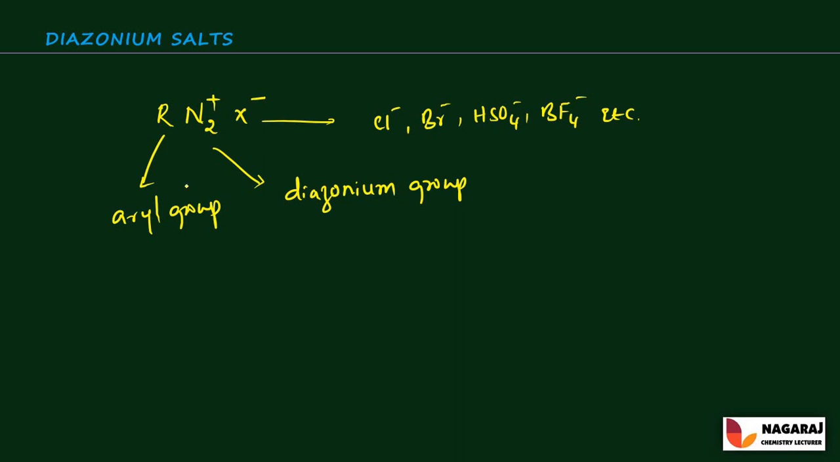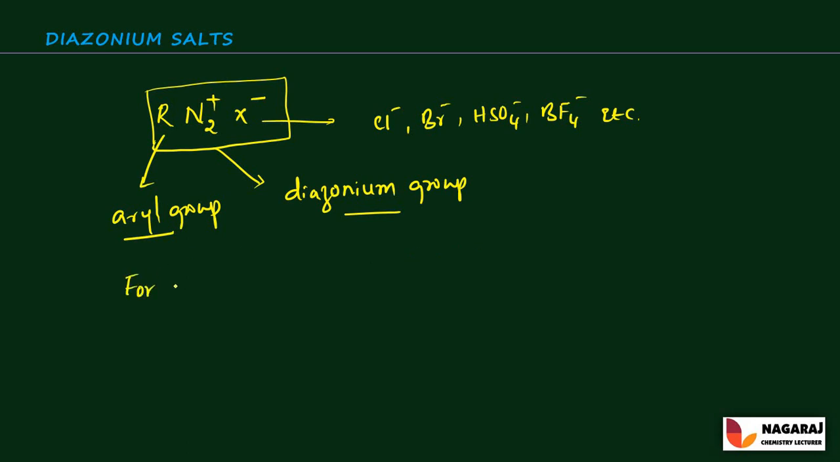So the diazonium salts are represented by the general formula RN2+ X−. The R group is generally an aryl group, attached to the N2+, which is called the diazonium group, and X− is either a halogen or any negatively charged particle. They are named by suffixing diazonium to the name of the parent hydrocarbon from which they are formed, followed by the name of the anion such as chloride, hydrogen sulfate, etc.